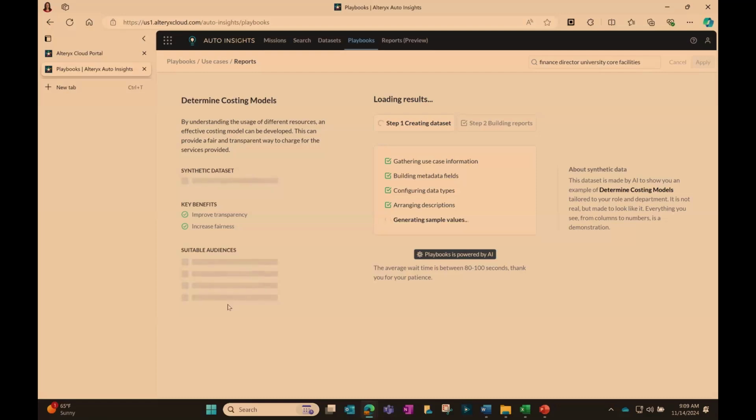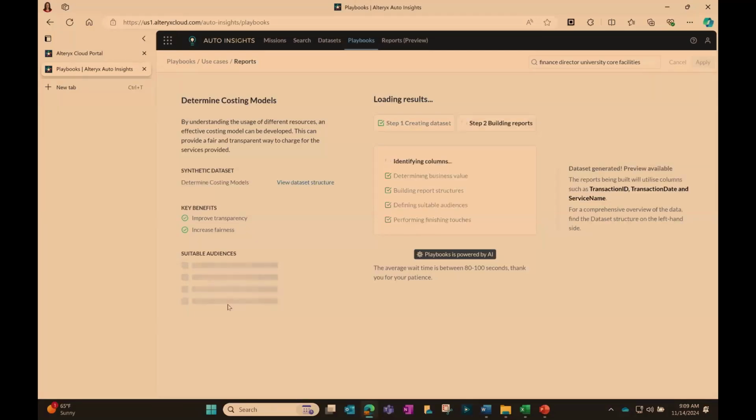So it's going off, and you can see it's gathering use case information. It's building metadata fields. That's a fancy way of saying it's telling me what data columns, what data elements I might need. It's building reporting structures. So now it's actually identifying them. It's moved on before I could read all of it. It's even, look, it's going to figure out who your audiences are. Who might I, Rebecca, as a finance director, report this to? My CIO, my CEO, my departments. It's thinking about audience even as it does this.